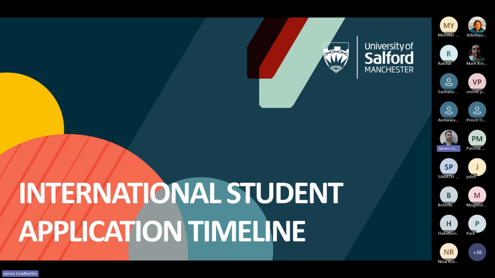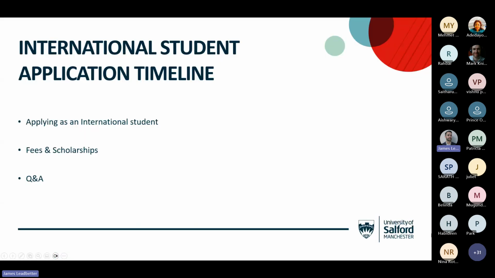Right, so to start things off, we'll have a look at what we're going to look through today. So this morning, as I said, we're going to look all through the international student application timeline. So we're going to go through a session around applying as an international student at the University of Salford. We're going to cover areas around our tuition fees and what scholarships we have available for postgraduate students. And then we're going to jump into a Q&A. It's nice and easy as we go along.